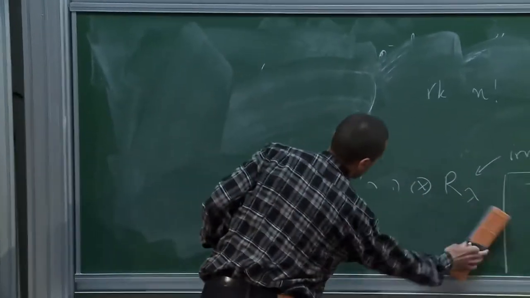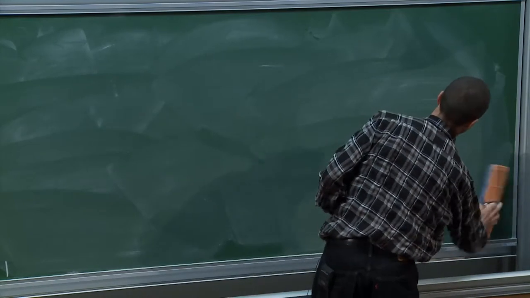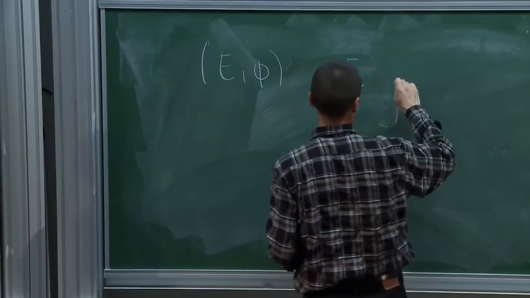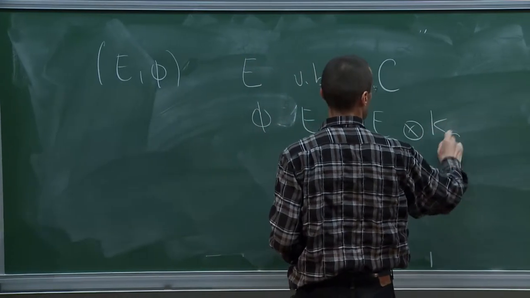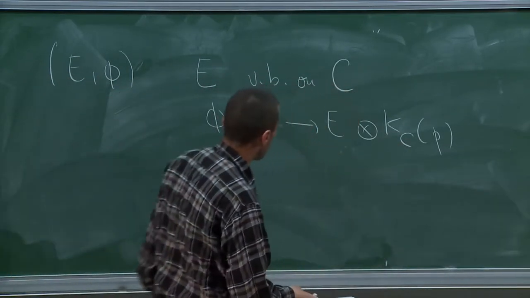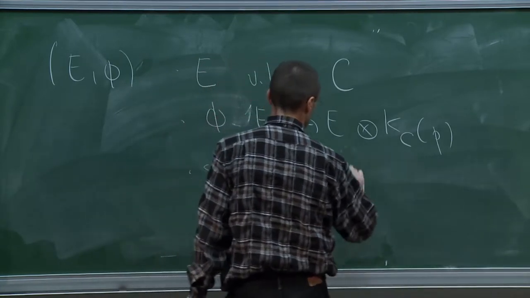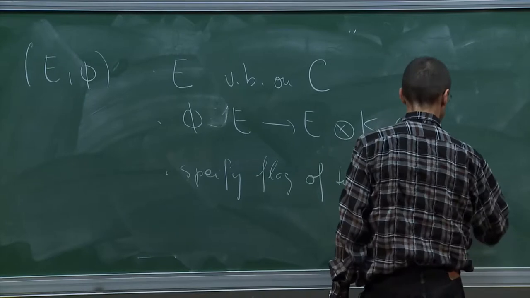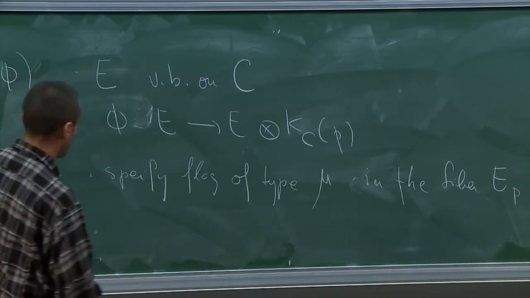what I'm talking about here is pairs (E, phi), where E is a vector bundle on C, and phi is an endomorphism with values in a twist of K_C by the point P. I'm just looking at a single point for simplicity. And what we need to know is that we have to specify a flag of type mu at P in the fiber E_P, and then we also have some parabolic weights.